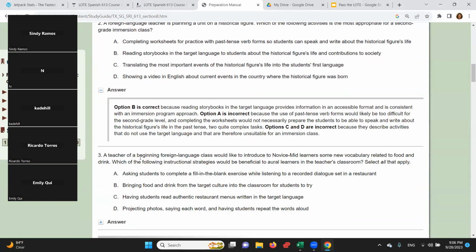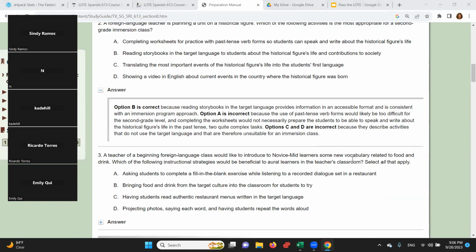Number 3, a teacher of a beginning foreign language class would like to introduce to novice mid-learners some new vocabulary related to food and drink. Which of the following instructional strategies would be beneficial to oral learners in the teacher's classroom? Select all that apply. If you were with me last week, we went through the ACTFL guidelines in detail, right? So you know what novice mid-levels are expected.